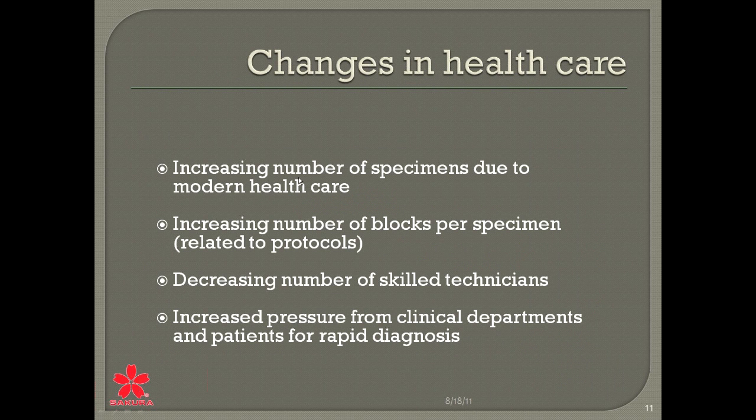There were some changes in healthcare, as you will all know. There's an increasing number of specimens due to modern healthcare. There is an increasing number of blocks per specimen. Some protocols are adjusted. For instance, the prostate, we need to cut it entirely, and we have to put it entirely in blocks and cut all those blocks, and it will give you 60 to 80 blocks at least. And we have a decreasing number of skilled technicians.